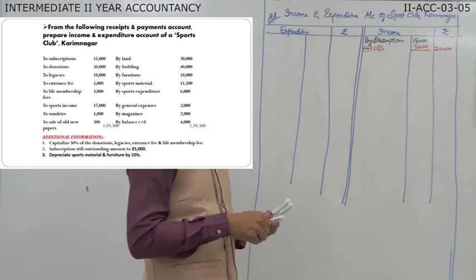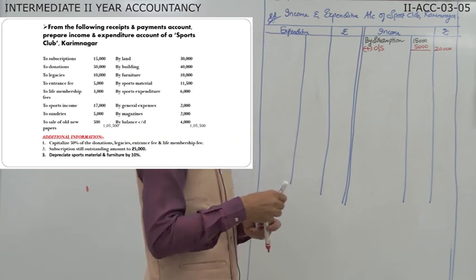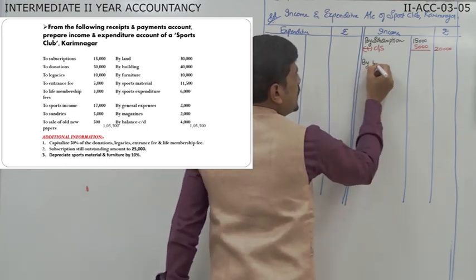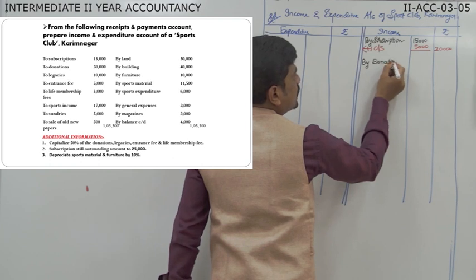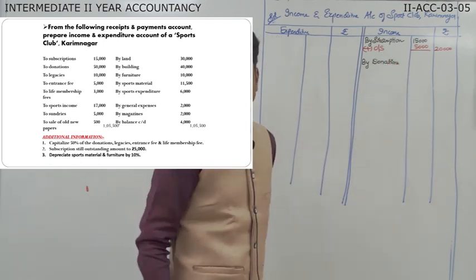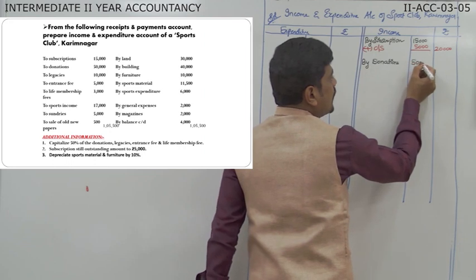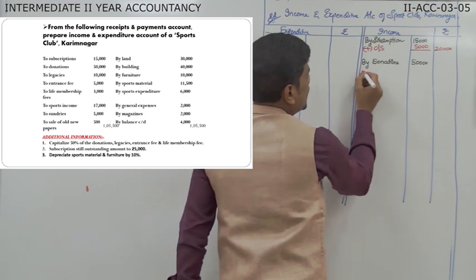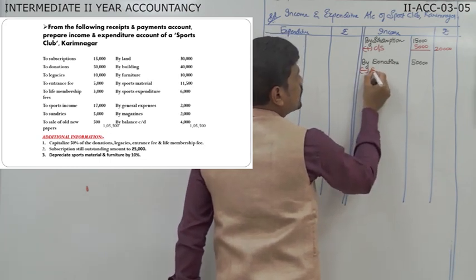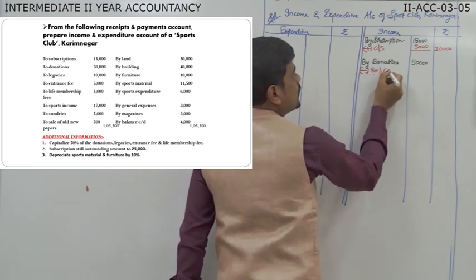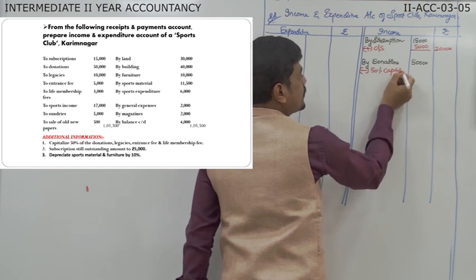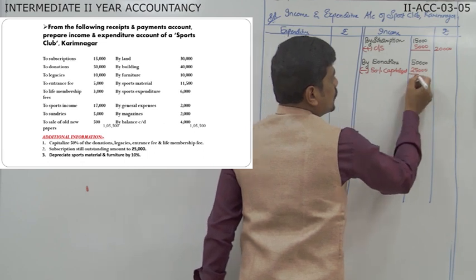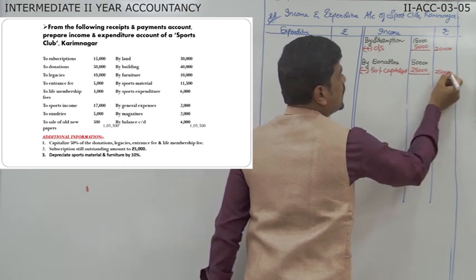Second item is donation. So I am taking income by donations. How much did they give? 50,000. And the question said that 50% is capitalized. So I'll minus 50% capitalized. Write clearly. 50% is 25,000. So the remaining 25,000 is income.